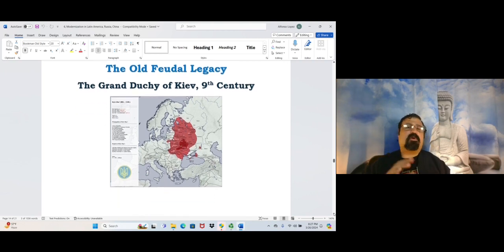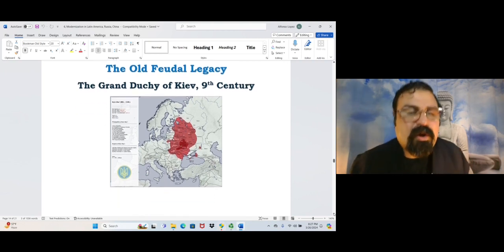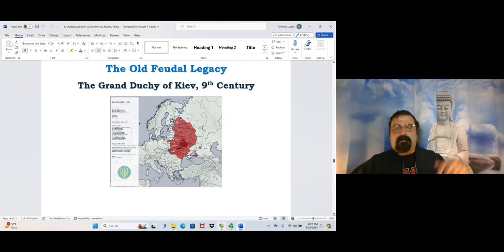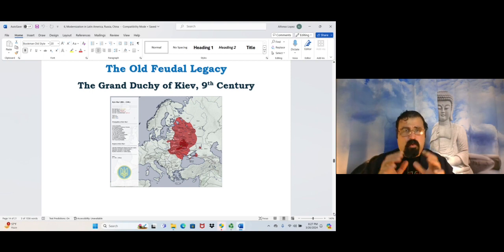Now, before we look at modernization in Russia itself, let us look first and foremost at the old feudal legacy. Okay, the world as it was, in other words, before modernization. So you can have a comparison of the kind of society, political institutions, and economic organization of Russia before this process of modernity. Okay, so you'll be able to compare it and understand it.